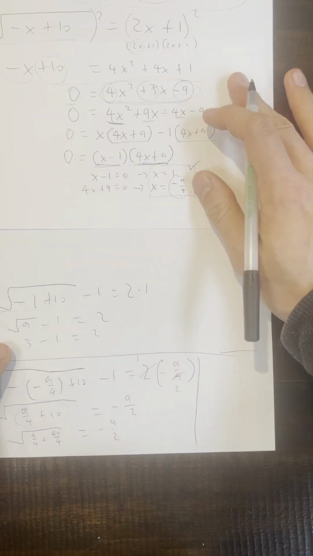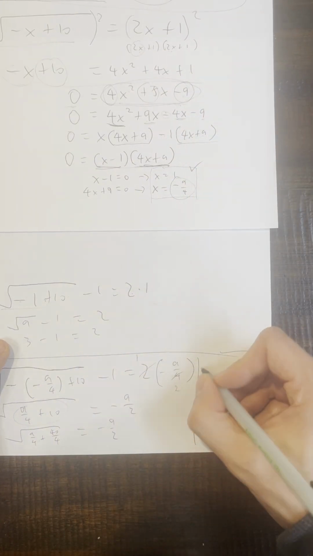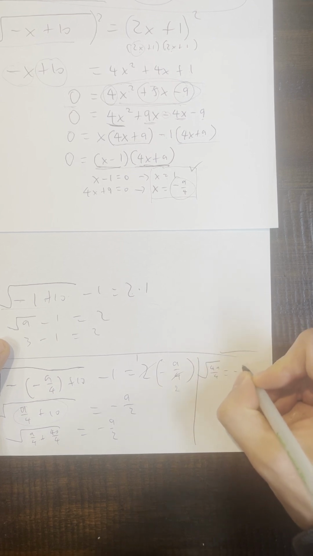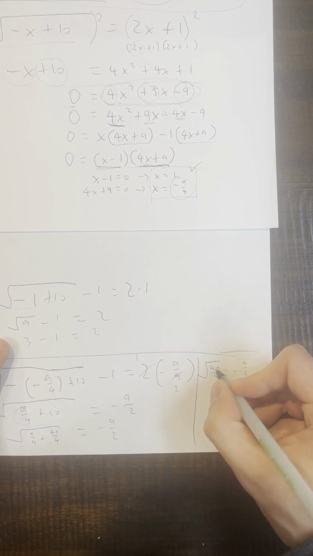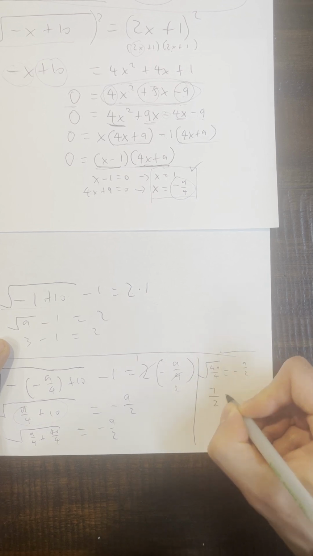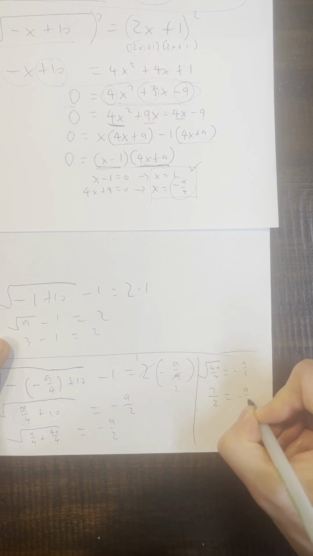And so this is going to be square root 49 over 4. Is this going to be equal to negative 9/2? So square root of 49 is 7, square root of 4 is 2. Is this equation true?